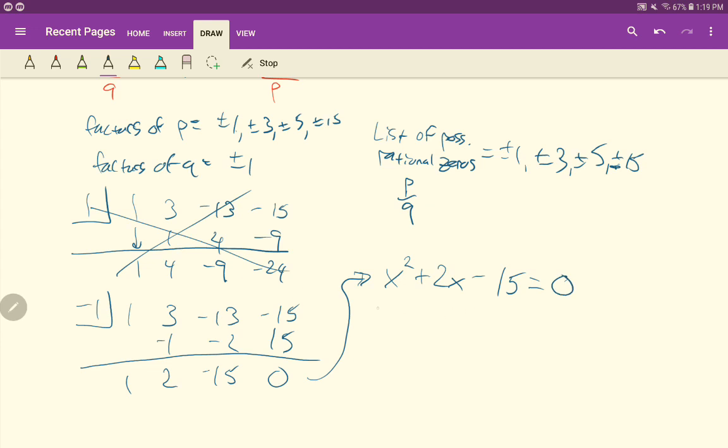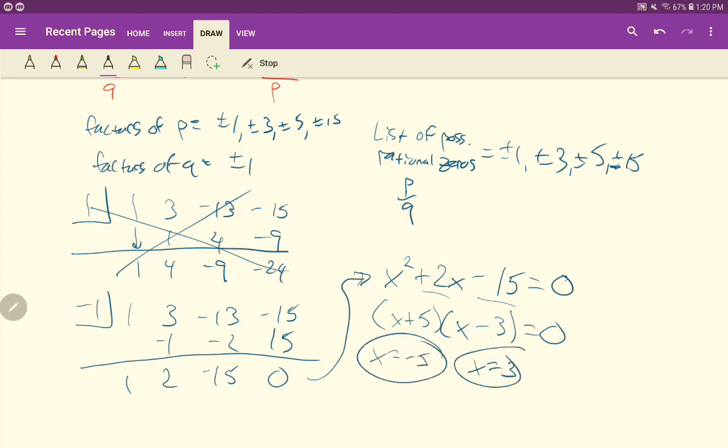which is equal to 0. And we're going to factor this, and it does factor. We need two numbers that multiply to negative 15 but add to make 2. We have positive 5 and a negative 3. And so we'll get x equals negative 5 there, and x equals 3. Those are our two solutions.